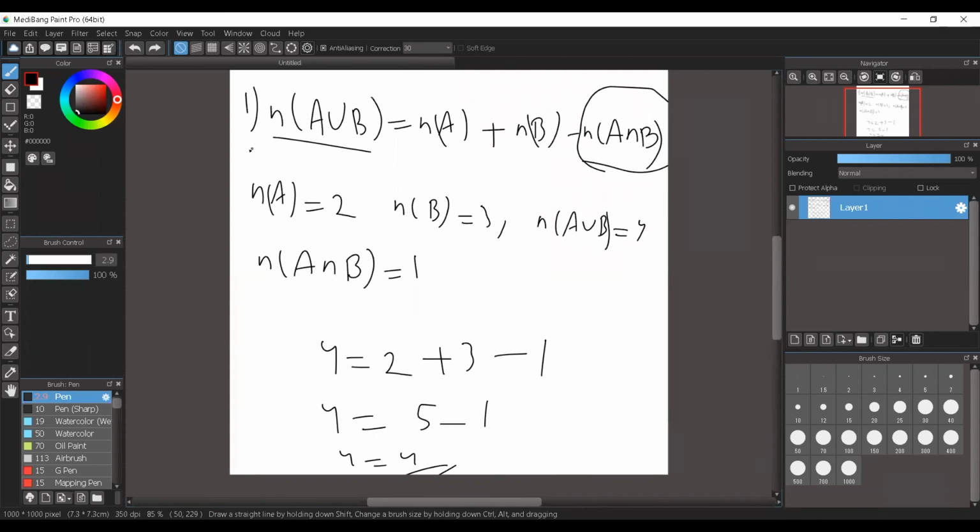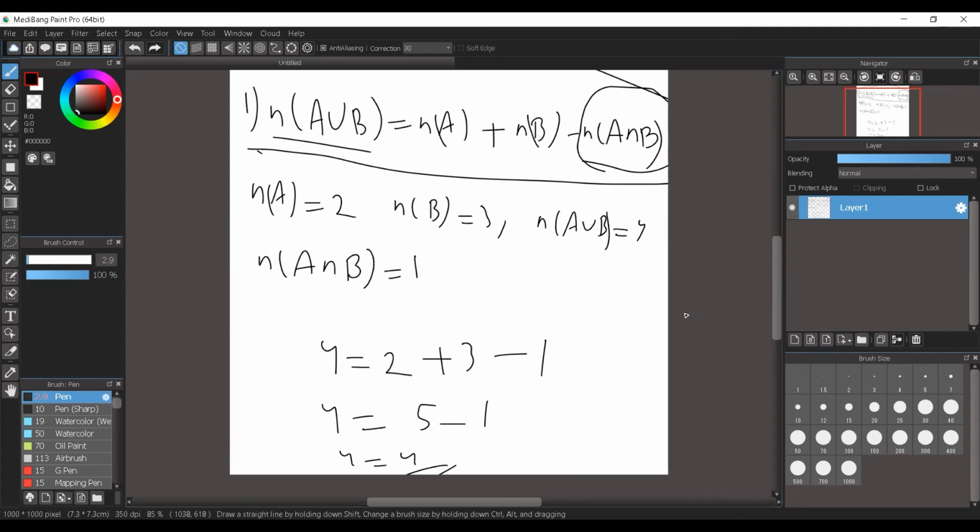We wrote this because we need to prove that this formula works, that n of A union B equals n of A plus n of B minus n of A intersection B. We're proving that this formula is correct. We already know that n of A union B has 4 elements, and we are tasked with proving that it goes by this formula.